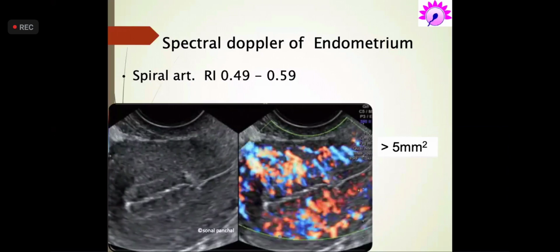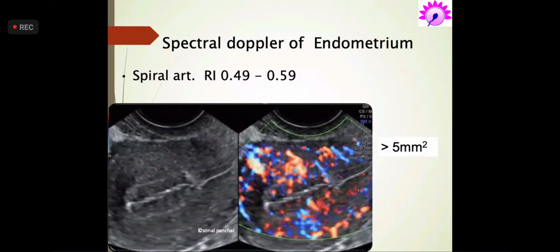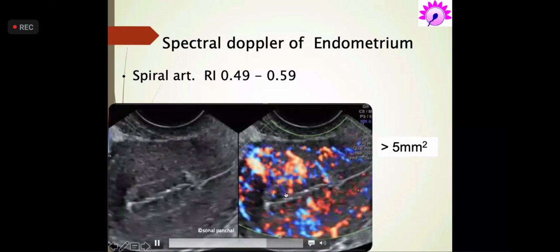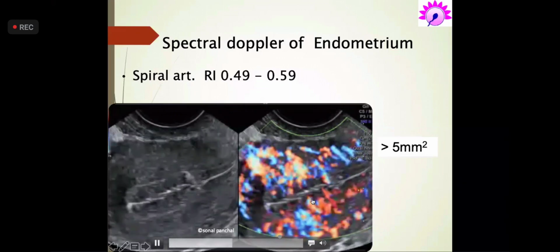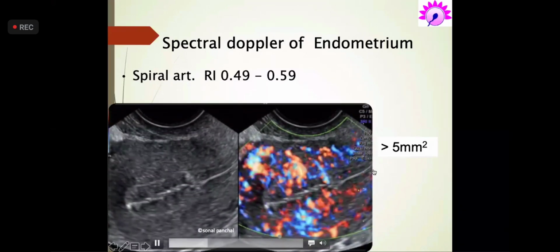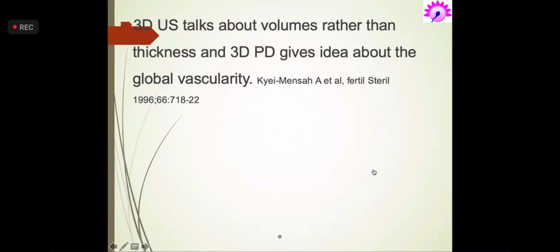So endometrium, which is either grade A, B, or C, has vascularity reaching the inner layers of the endometrium, which is according to the Applebaum classification called zone 3. And for vascularity, it should have an RI of less than 0.5 and should cover at least 5 millimeter square area.